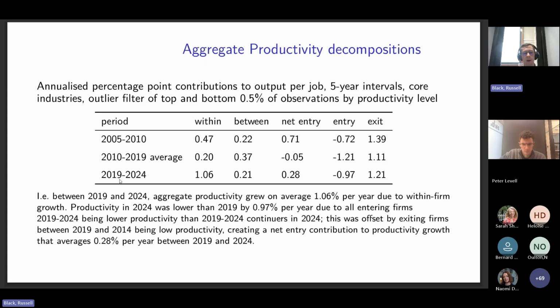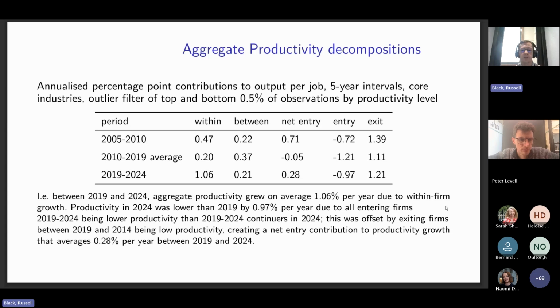So comparing 2019 and 2024, within firm, all of the continuers in 2019 that are now left in 2024, they're 1% higher per year, or their within firm growth has contributed 1% productivity growth per year for each of the 5 years, which is faster than they've ever done before, roughly. Those are the two main changes: fall in net entry and slightly higher within firm growth. Net entry happily has recovered a bit.